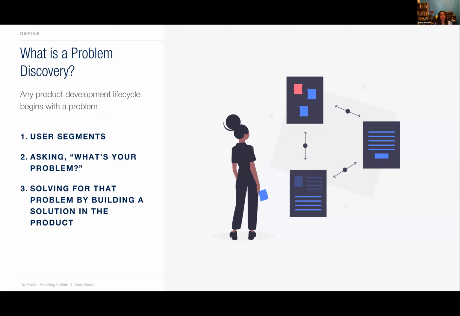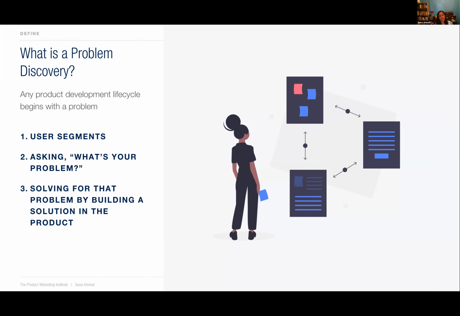Any product development lifecycle begins with a problem. You focus on three things. So number one, the user segments, plural, and then you think about what's their problem. In real life, we don't want as many problems for ourselves, but as product professionals, that's what we get paid to do, is take on people's problems and then start figuring out how to solve for it. And so this is the very beginning of that product development cycle.